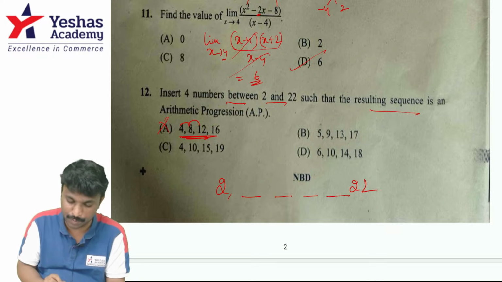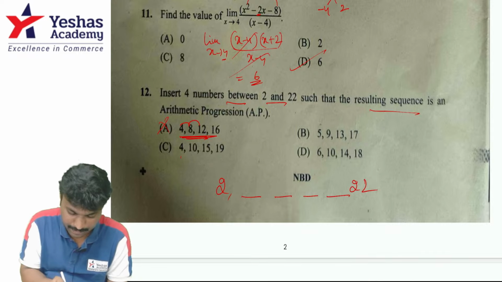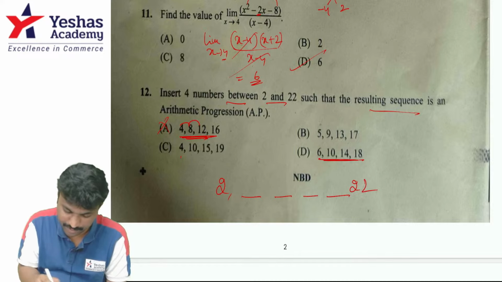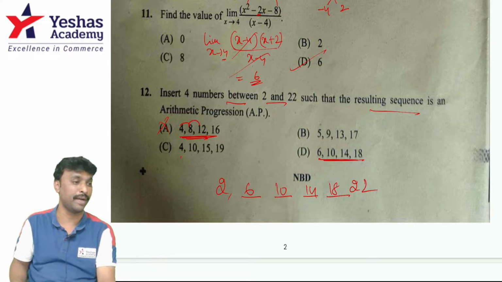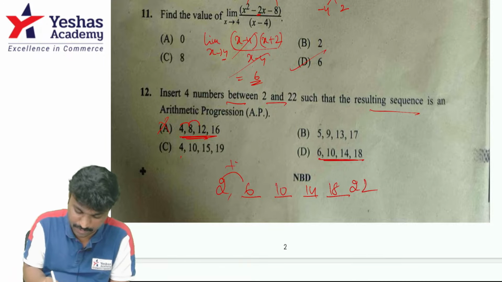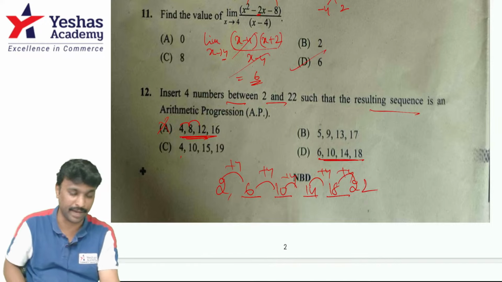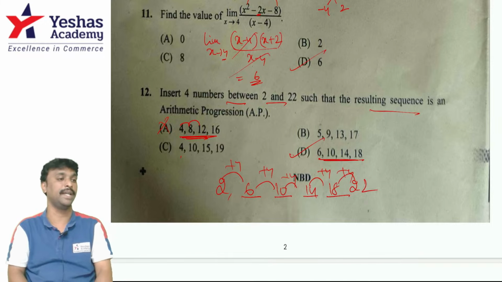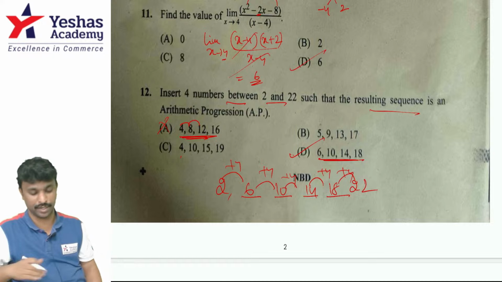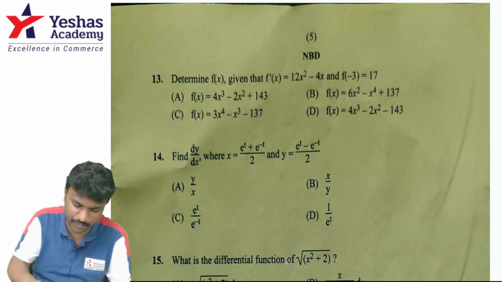If I test option D, 6, 10, 14, 18, will there be a common difference in the entire sequence? Yes, plus 4, plus 4, plus 4, plus 4, plus 4. So it forms a complete AP with a common difference. That means option D is the right answer. Have you all understood? Let's move on to the next question.